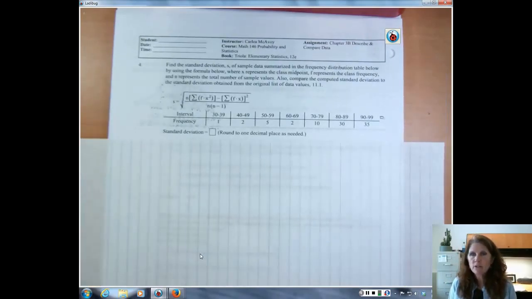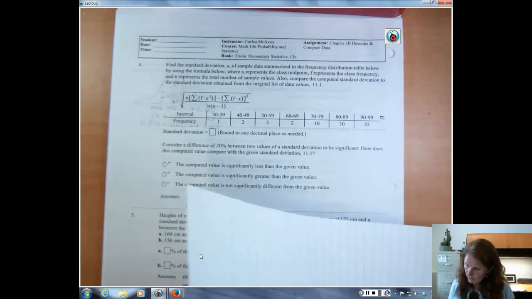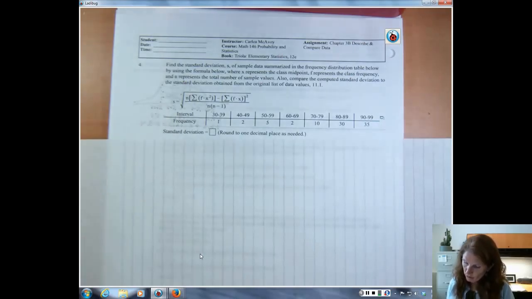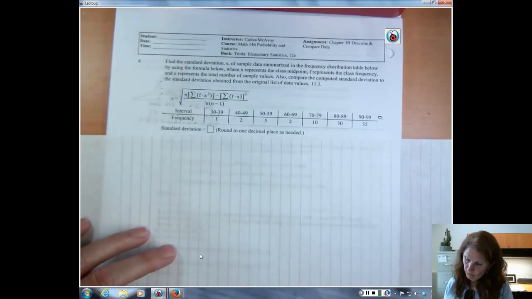Find the standard deviation S of sample data summarized in the frequency distribution table below by using the formula below, where X represents the class midpoint, F represents the class frequency, N represents the total number of sample values. Also, compare the computed standard deviation to the standard deviation obtained from the original list of data values. Yucky, so we don't want to do that. We want to just use our formula that we know from the calculator.